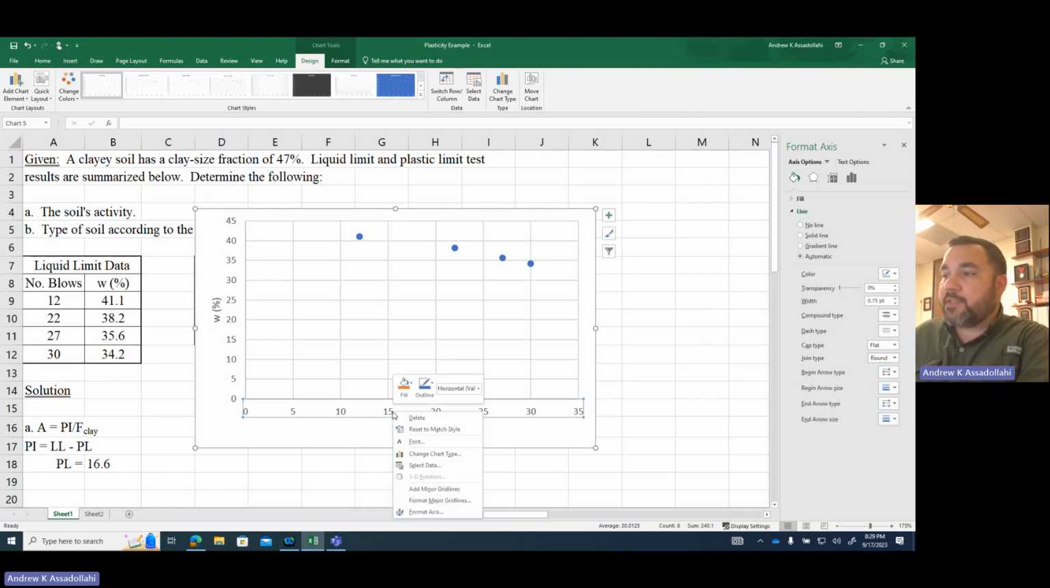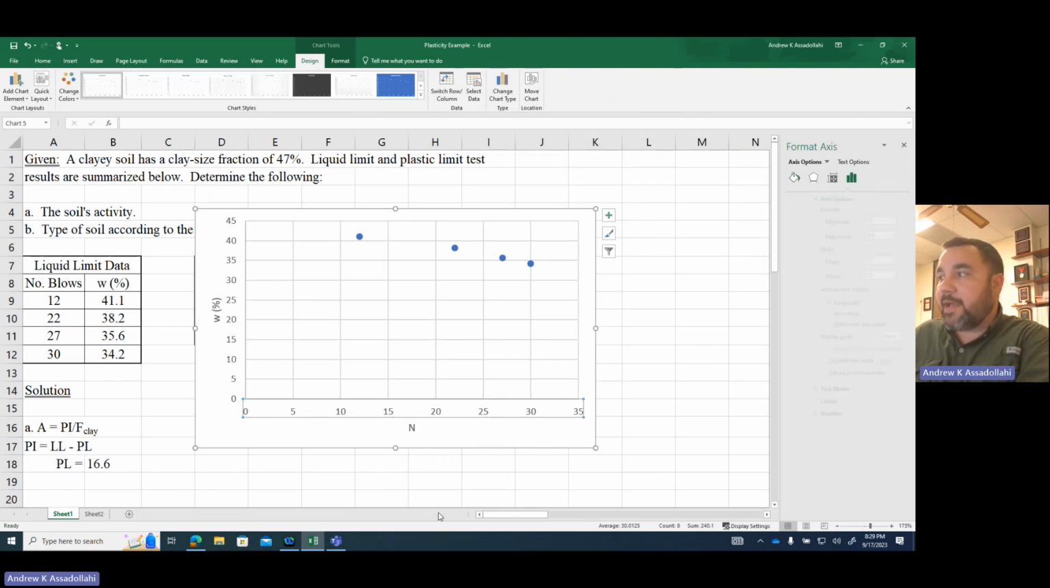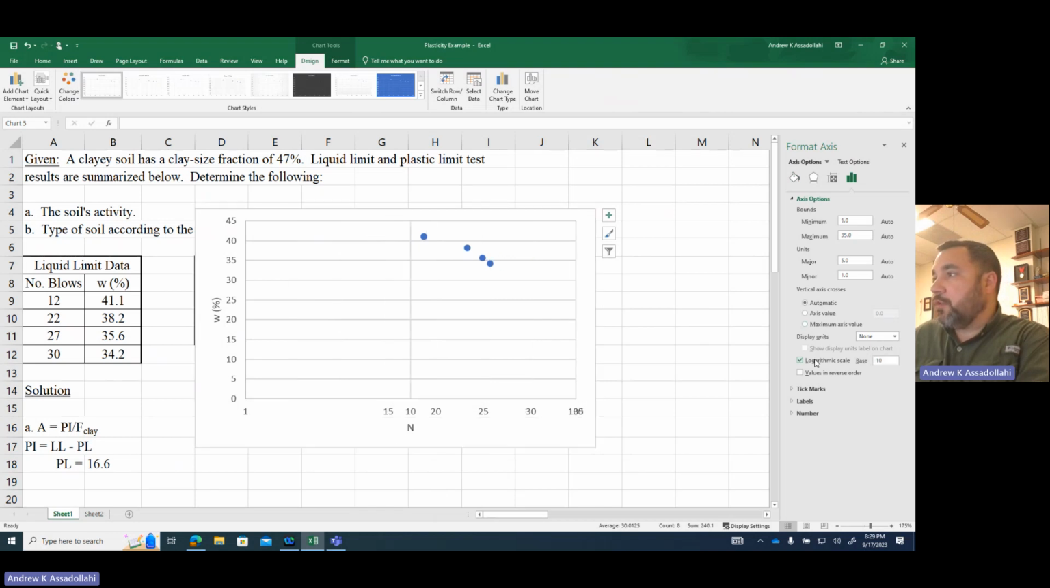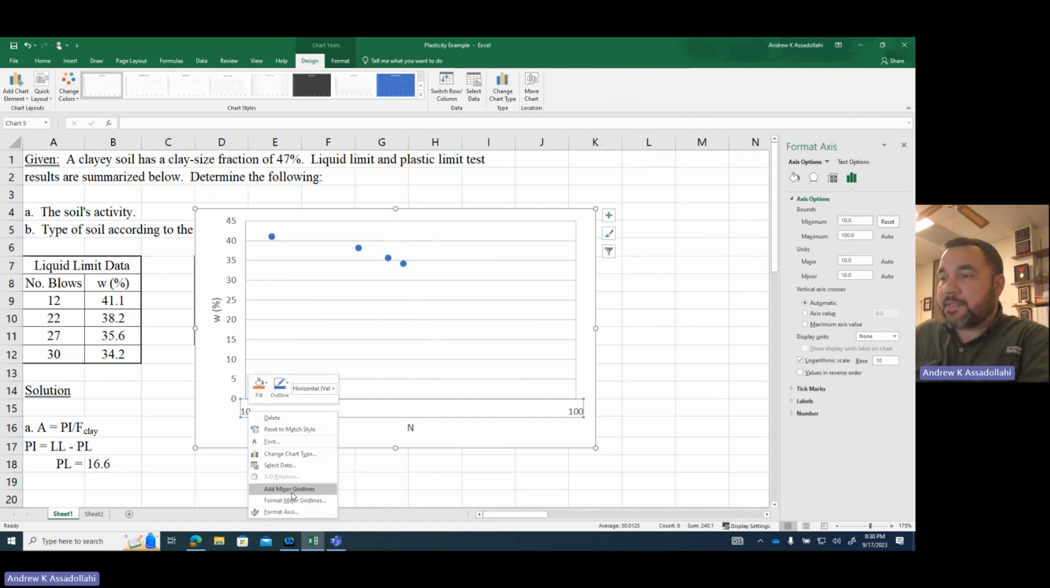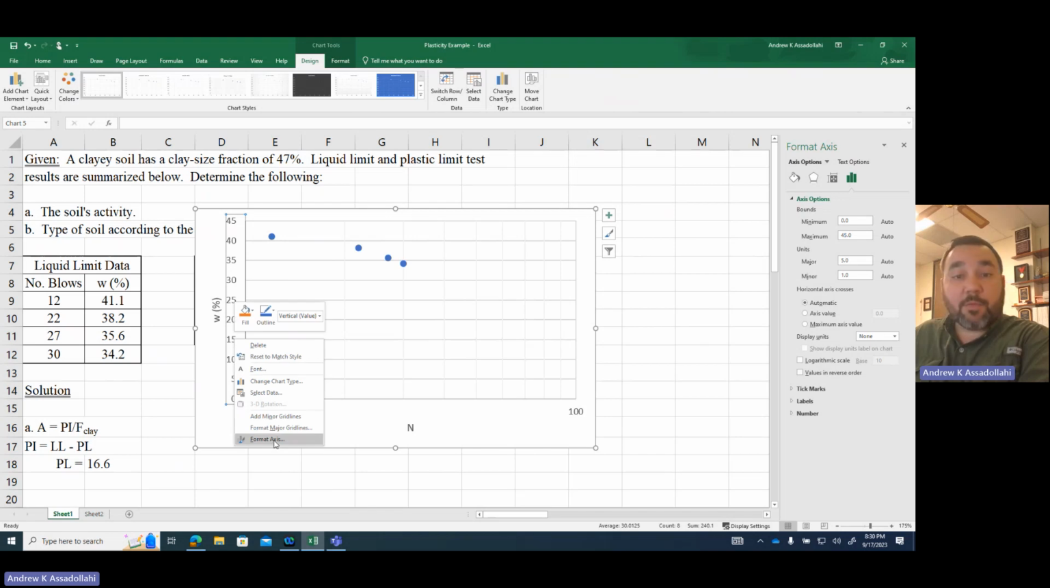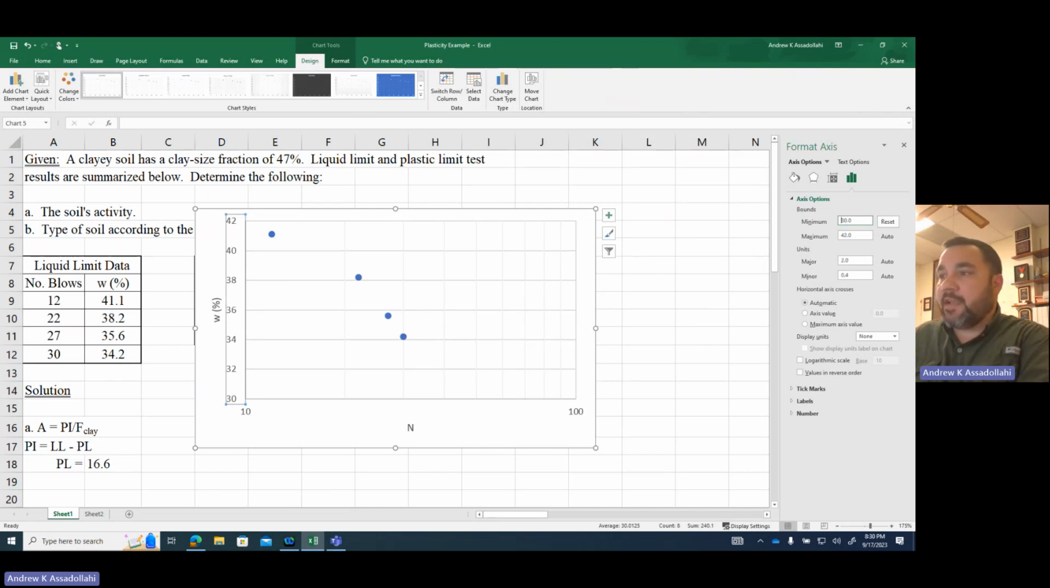Now, we typically express the number of blows on a logarithmic scale. So I'm going to right-click and hit Format Axis, and I'm going to put this on a logarithmic scale, and this is log base 10, okay? Just to make this look a little more user-friendly, I'm going to set my minimum to 10. I'm going to right-click again on the horizontal axis and add minor grid lines just so I can see things a little better. Then on the vertical axis, I'm going to right-click and hit Format Axis, and set the minimum to 30 just to spread the data out a little bit. Now I can see things a little better.